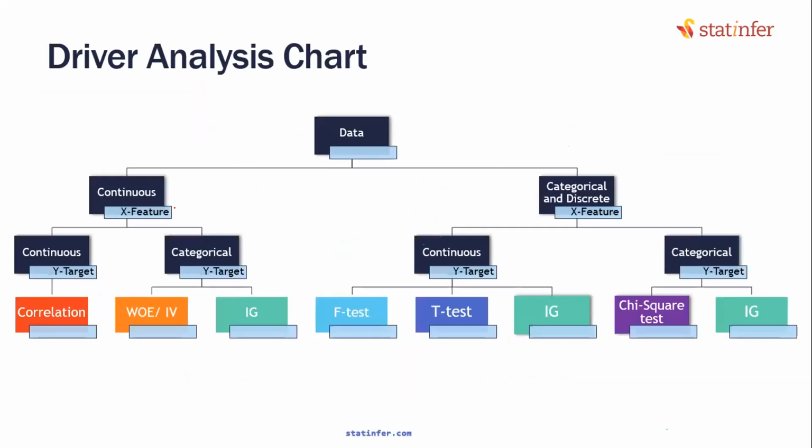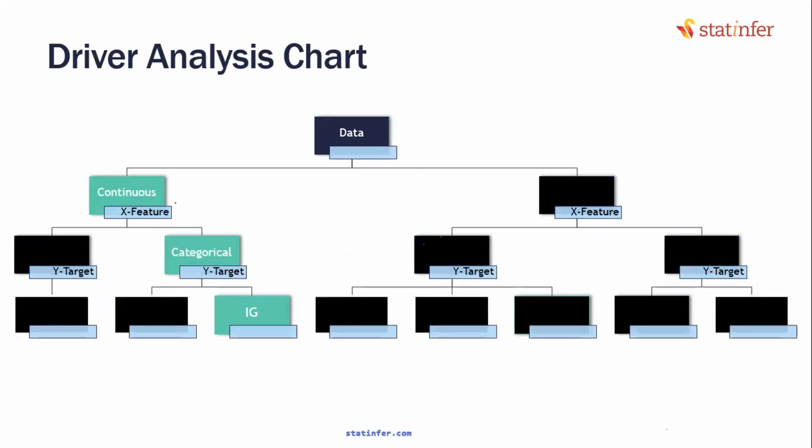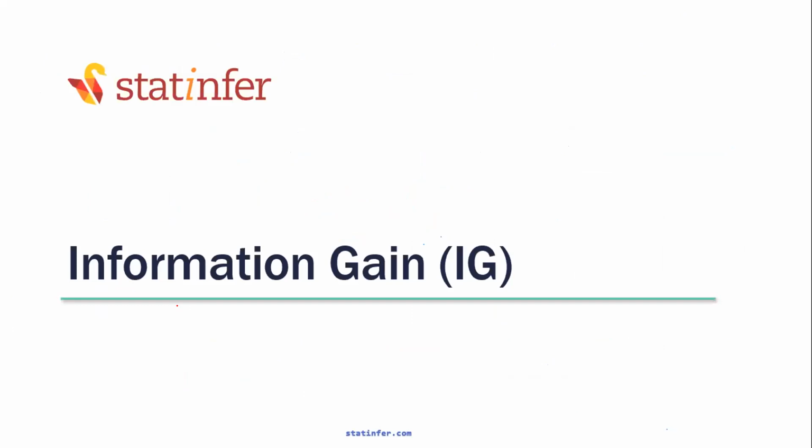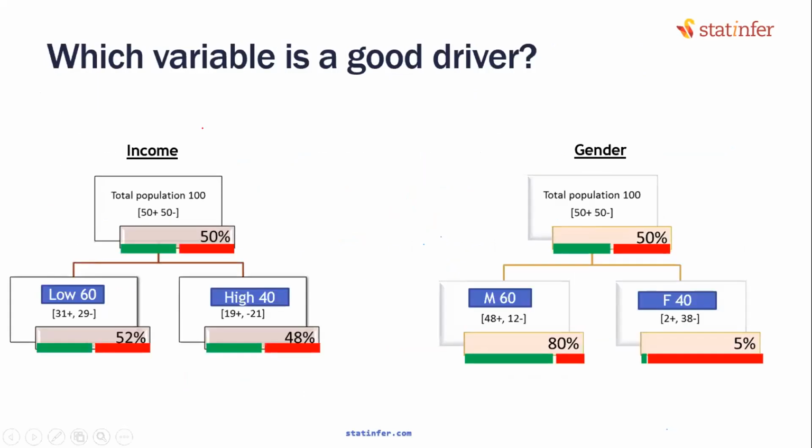After that, we went to information gain. This is an alternative to information value. We have also seen information gain in decision trees. We have seen this example.